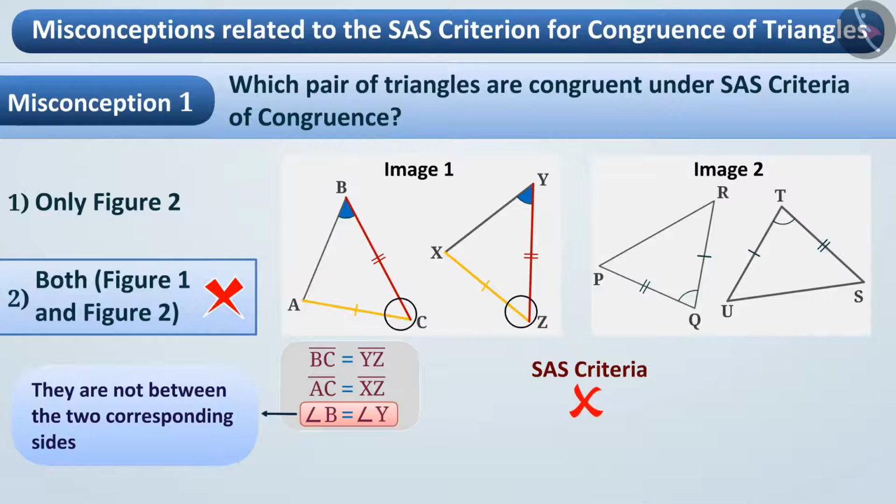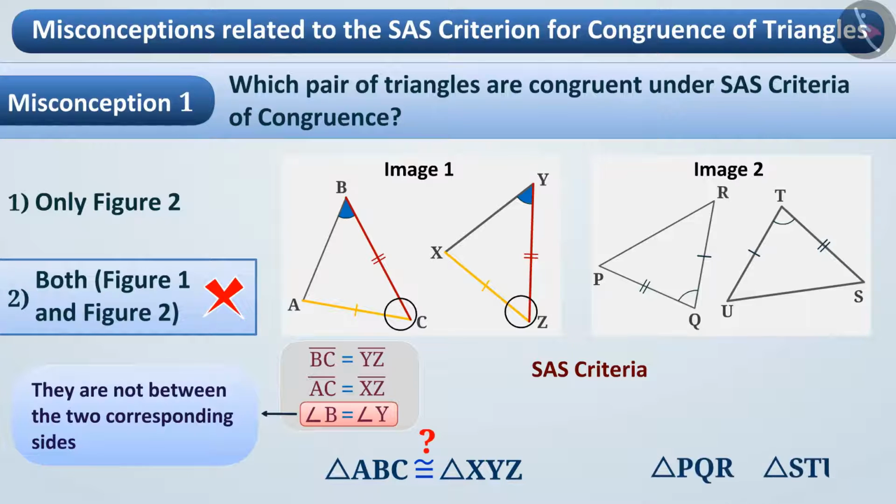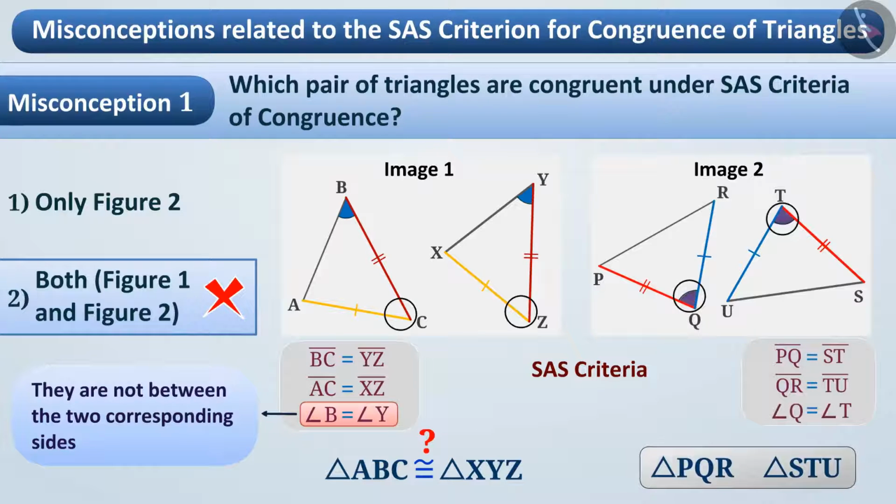Therefore, we cannot say whether the two triangles shown in the first figure are congruent or not. The two corresponding sides of the triangles shown in the second figure and the angle between them are equal. So, both these triangles are congruent under the SAS criteria. Hence, the correct answer is option 1.